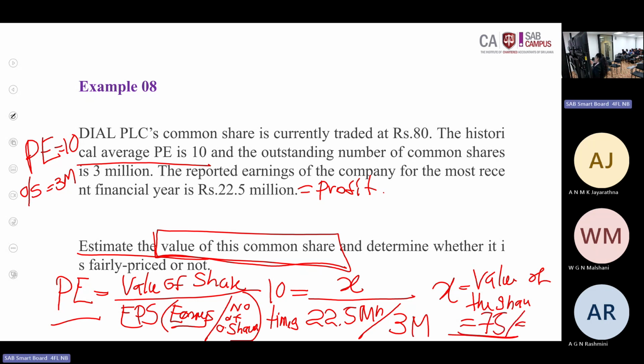But if you go to the market, it is currently traded at 80. Do we need to purchase or not? Not to purchase. Why? The real worth is 75, but it is trading at 80, which is overpriced in the market. Don't buy.